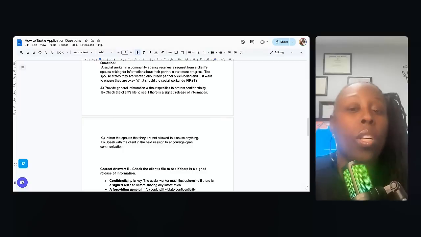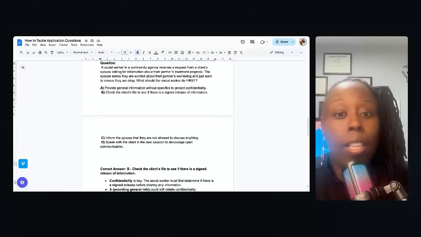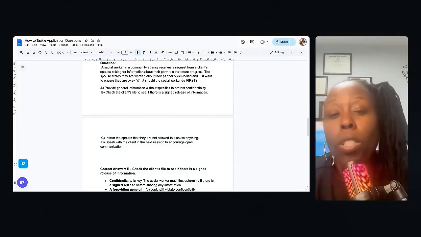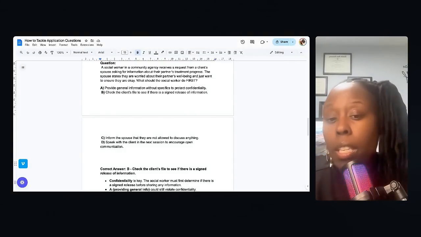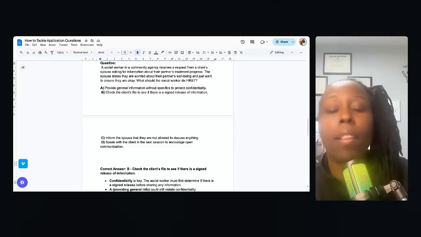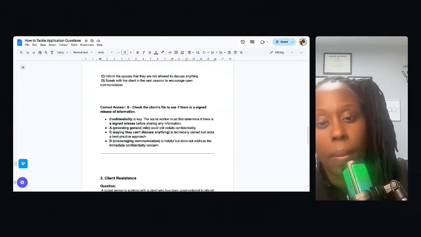So obviously you want to check the file first to see if there's a signed release, because it says what do you do first. And then if the release is signed, you might be able to provide some specific information, depending on what the release says you can provide. And then you also want to probably talk to the client in the session and say, hey, your wife called, or your husband called. These are things that you would do. But remember, the key here is it says, what does the social worker do first? That is the huge thing that you need to be looking at.